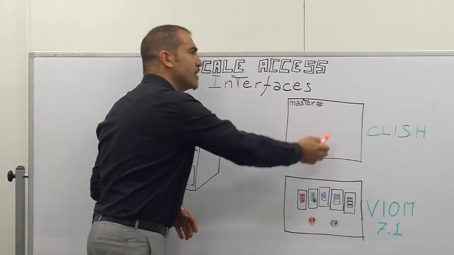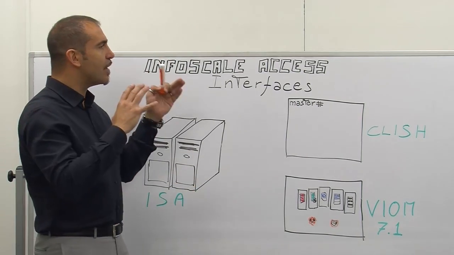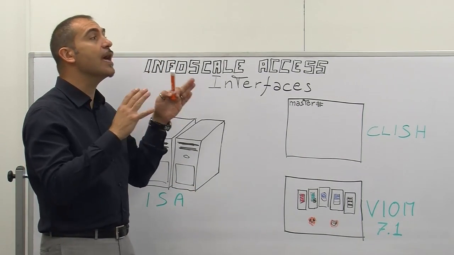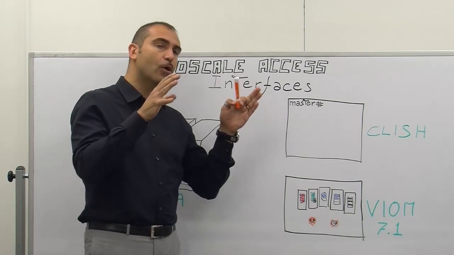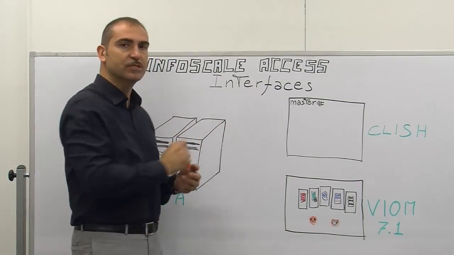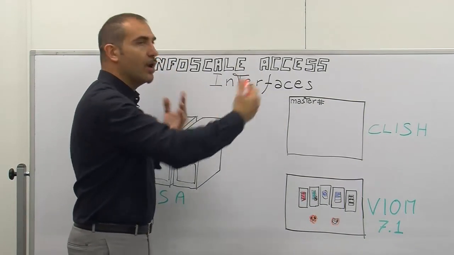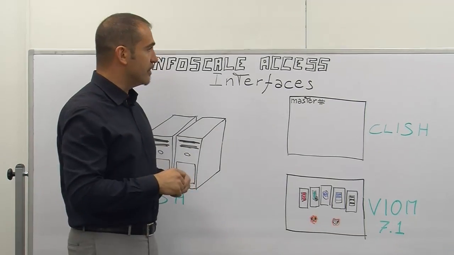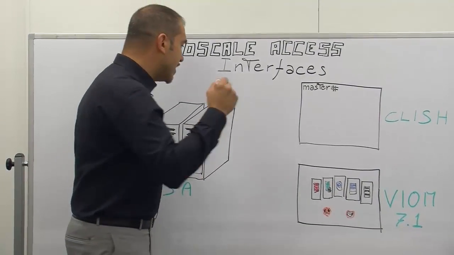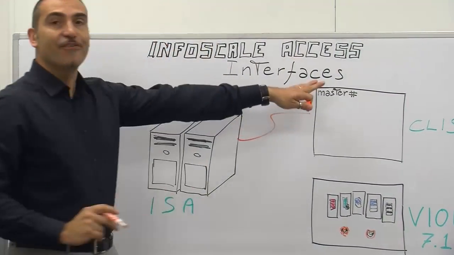They can be scheduled using the CLISH. So it is a really powerful interface. You can do basically everything. But you need to be connected locally to one of the 2 or 3 or n nodes of the InfoScale Access cluster. So this is the first interface.